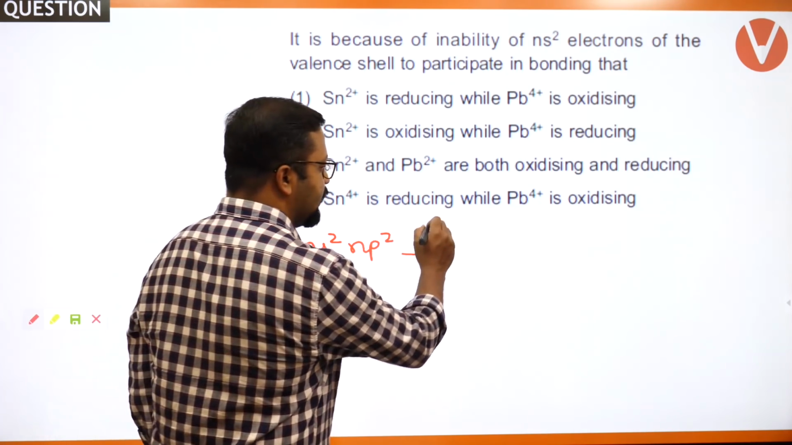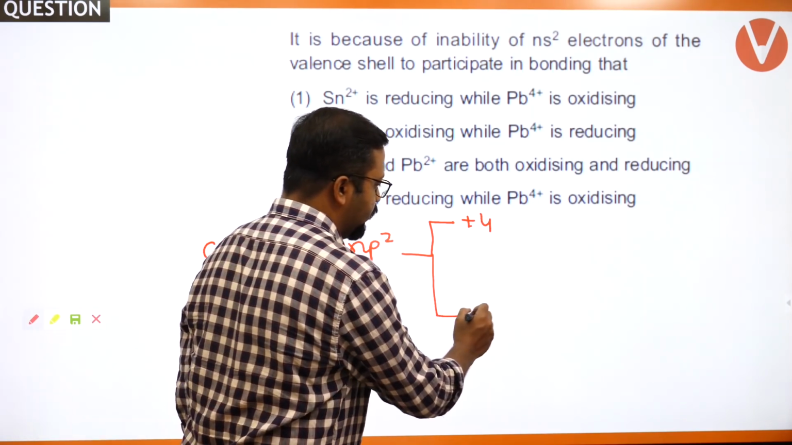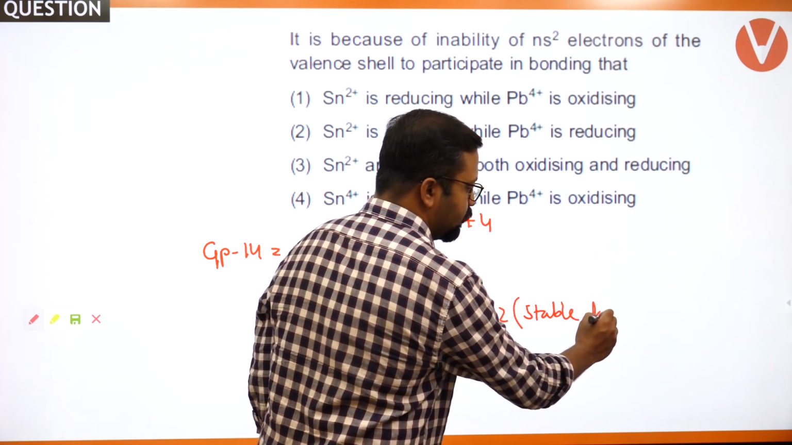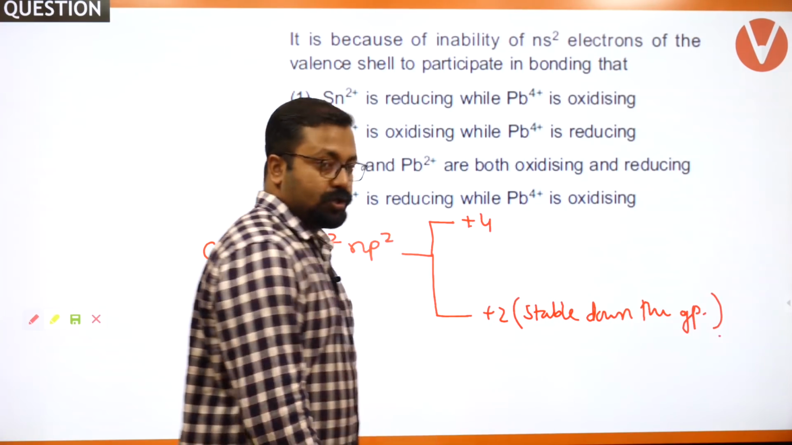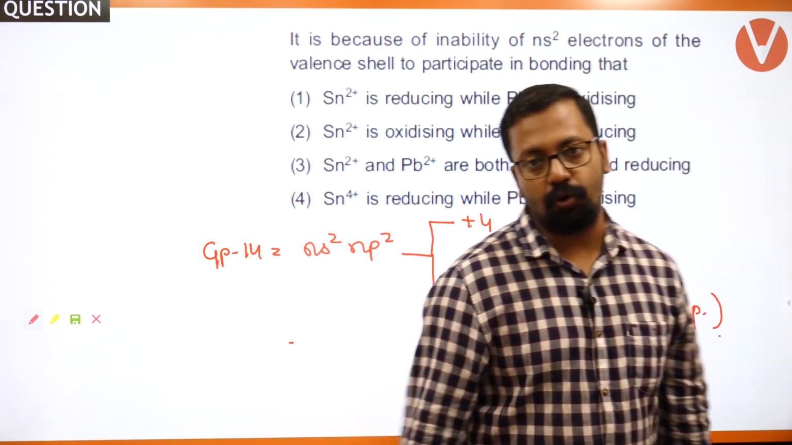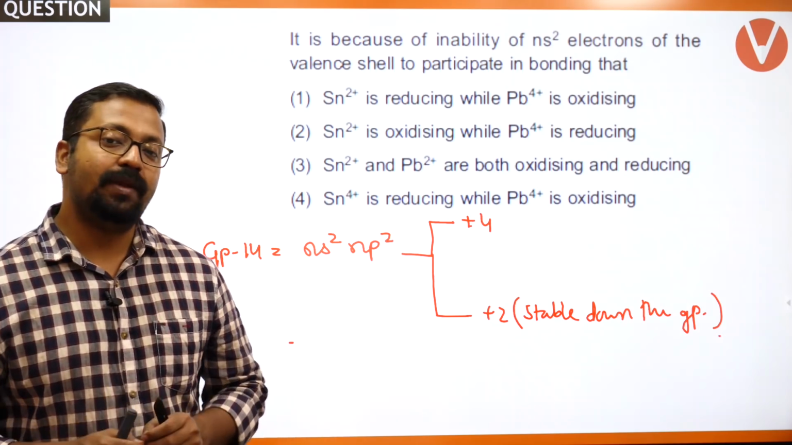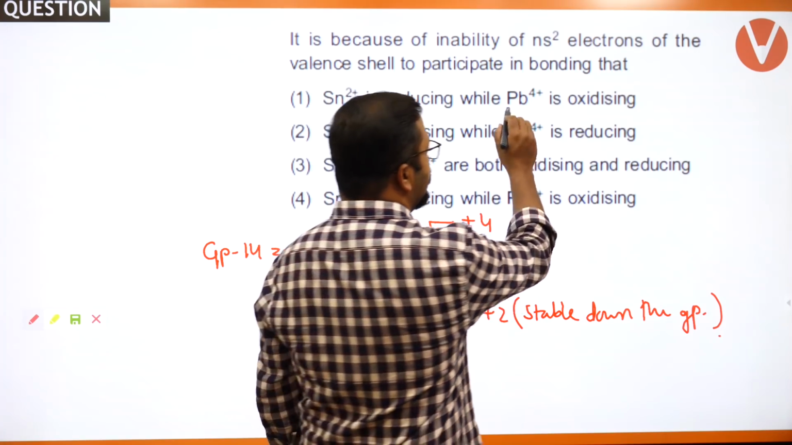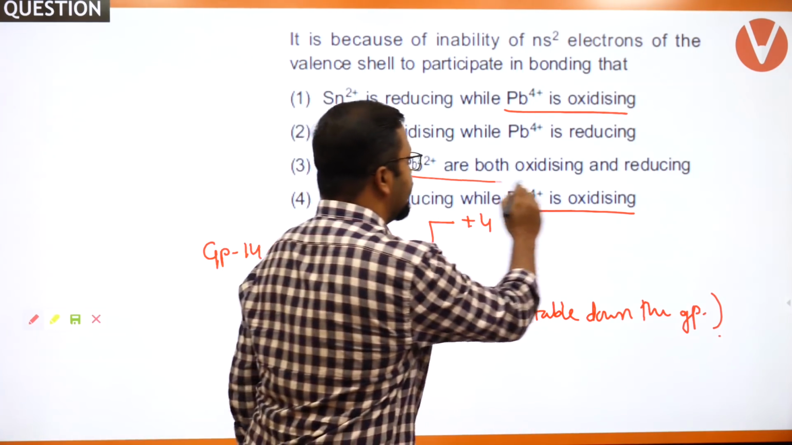So common oxidation state will be +4, but down the group +2 will be stable. So Pb4 plus is not stable. Pb4 plus would want to convert into Pb2 plus, so it will take up electrons. If it removes electron from something, what would be the behavior of Pb4 plus? Pb4 plus would behave as an oxidizing species. Oxidizing. Okay, ये भी oxidizing लिखा हुआ है.